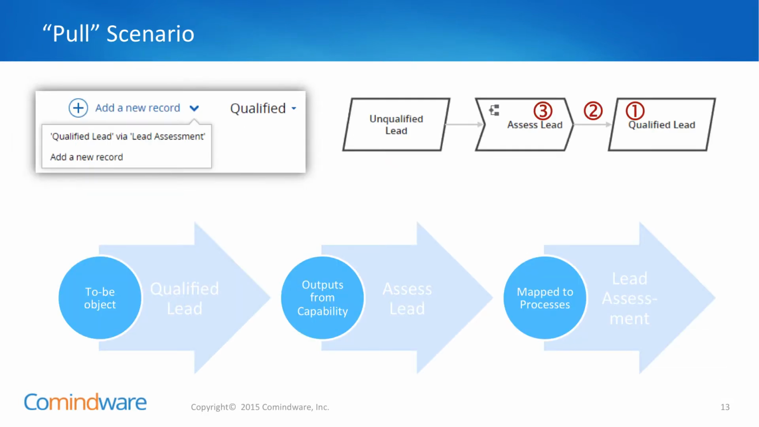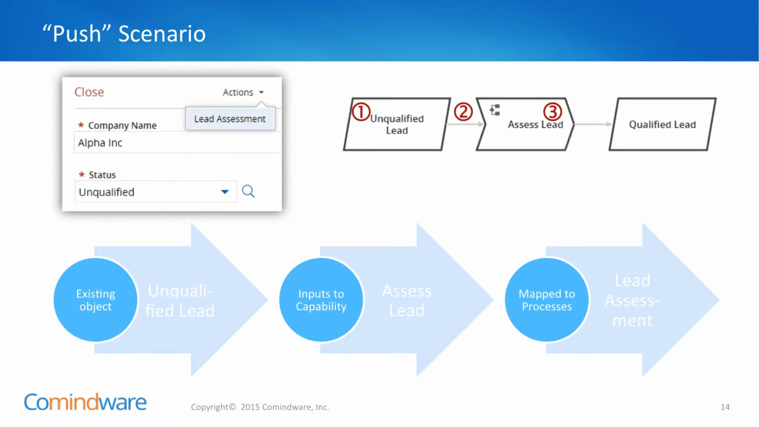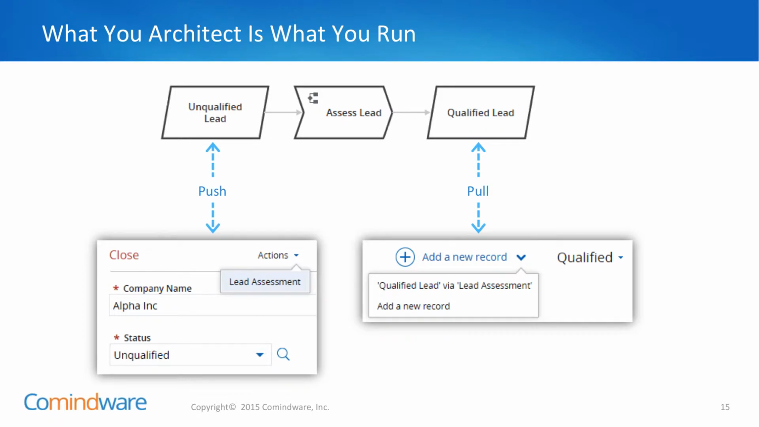As an example, if you have a sales lead capability, or a process which transforms an unqualified lead to a qualified lead, then when the user wants to have more qualified leads, the system prompts them with the way to do it, to start the process. That was a pull scenario. In a push scenario, the user starts from an existing object, an unqualified lead, and the system gives them a way to see what they can do with this object. So this is what we call executable architecture.